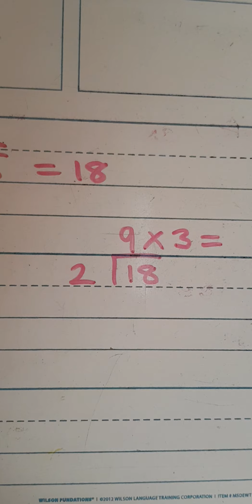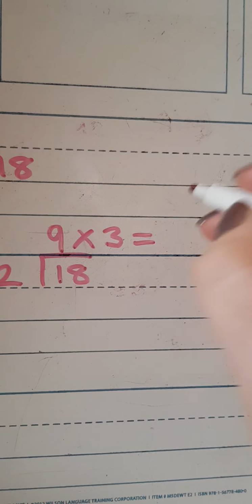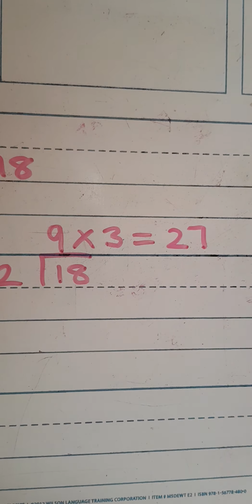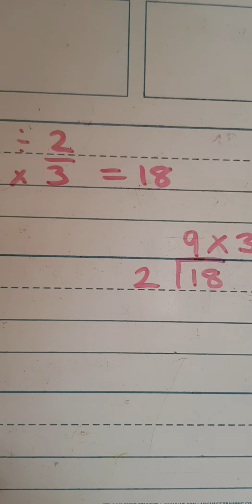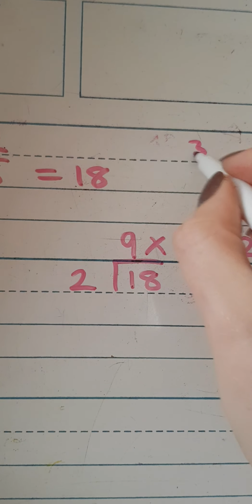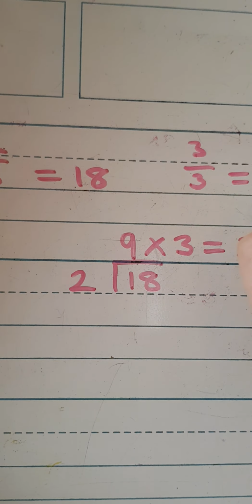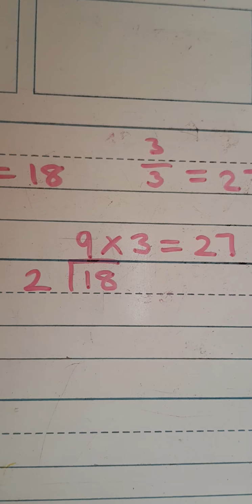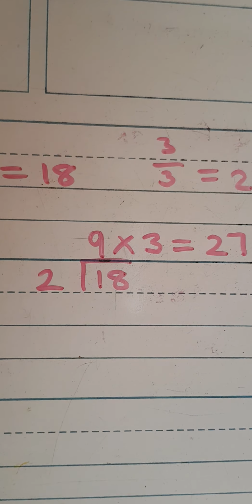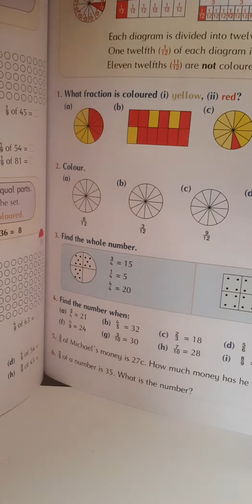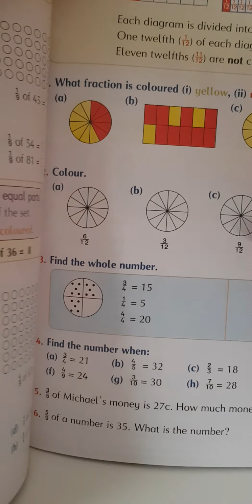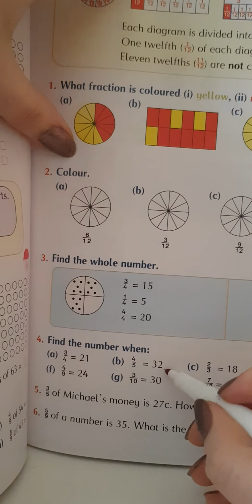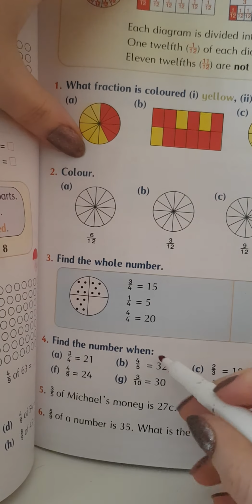Let's do my 9 times tables. 9, 18, 27. So I have found that if 2/3 of this whole number is 18, then the whole number, or 3/3, equals 27.